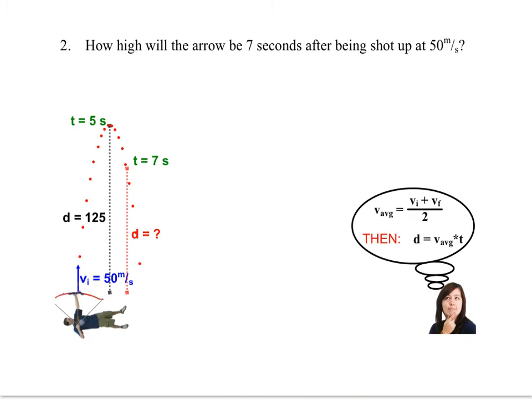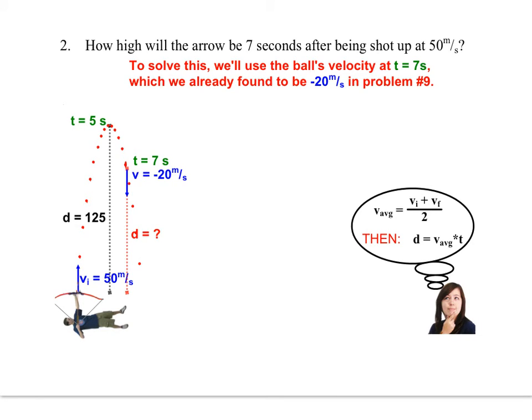Question 2 for freefall displacement wants to know how high we're in the air 7 seconds after being shot up at 50 meters per second. Now notice that 7 seconds is somewhere below this peak height, which occurred at 5 seconds that we calculated in question 1. So one thing to think about is that when we get our answer, we're going to look for something less than 125 meters. As far as calculating goes, we're going to take the same approach as we did before.